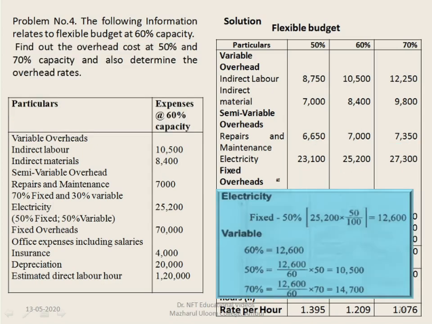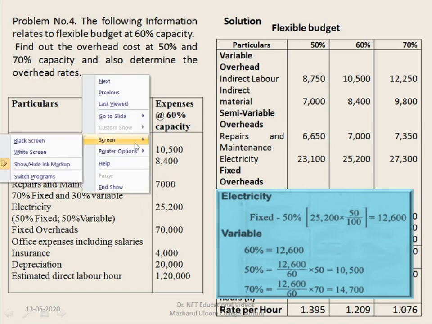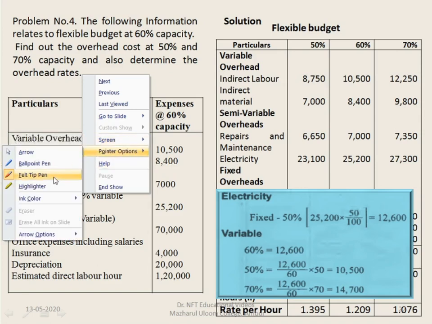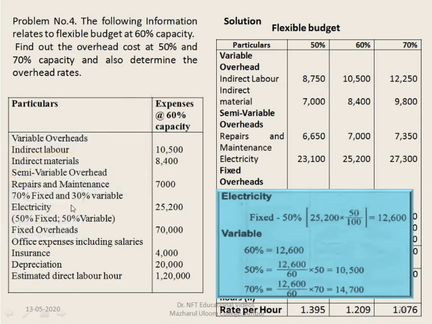Same way, we'll find out for electricity. In case of electricity, 50% is fixed and 50% is variable. So 50% fixed is 25,200. 25,200 is given. 25,200 into 50% is 12,600, fixed at all levels for 50% as well as 70%.